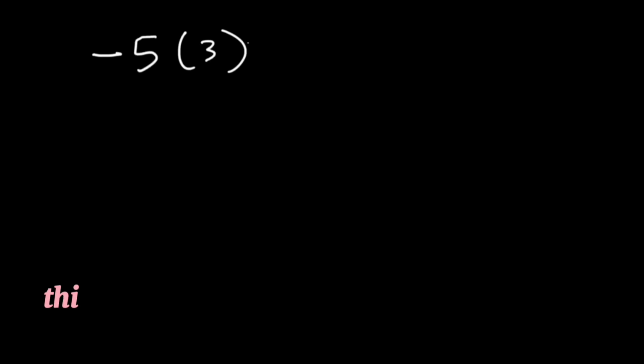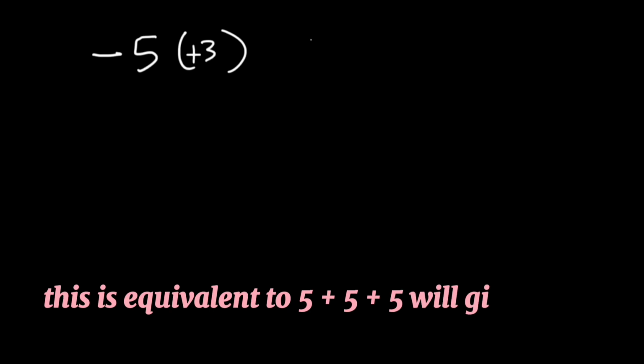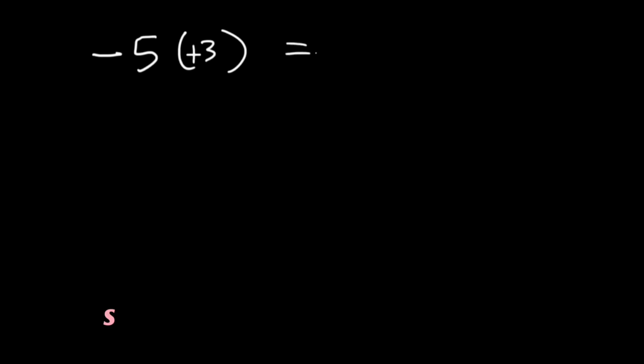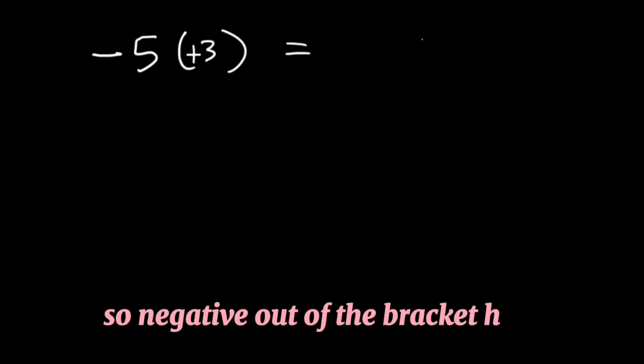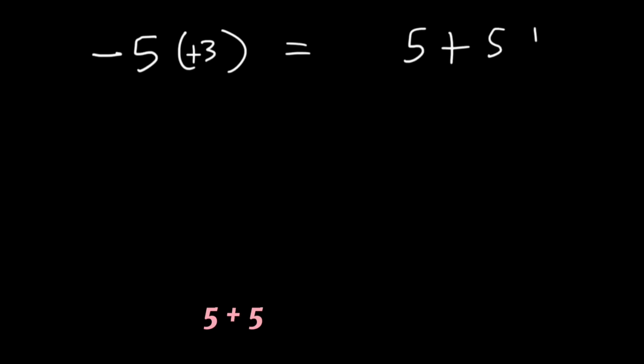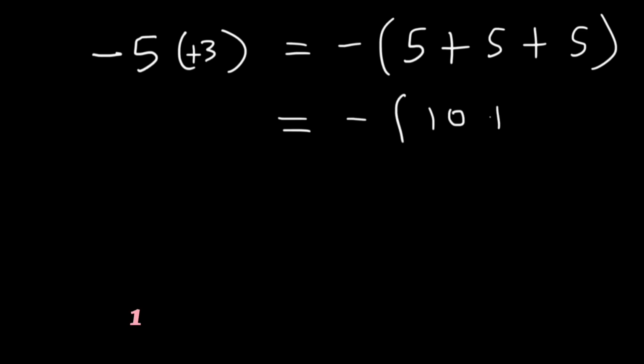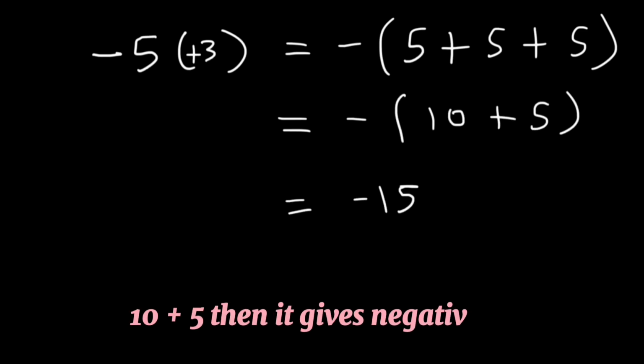Try this one. Minus 5 times 3. This is equivalent to 5 plus 5 plus 5, which will give you a negative result. So we put the negative outside the bracket here. 5 plus 5 is 10, plus 5 gives negative 15.